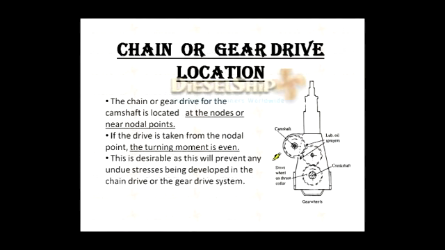Let's now see where the chain or gear drive is located. The Sulzer engines have the gear drive and the BMW have the chain drive. Both the drives, chain or gear, should be located at the nodes or the near nodal points, not at the antinodes. If the drive is taken from the nodal point, the turning moment is even. There is no undue stress on the drive gears. So this is the pictorial representation of the BMW chain system and the Sulzer gear drive system.